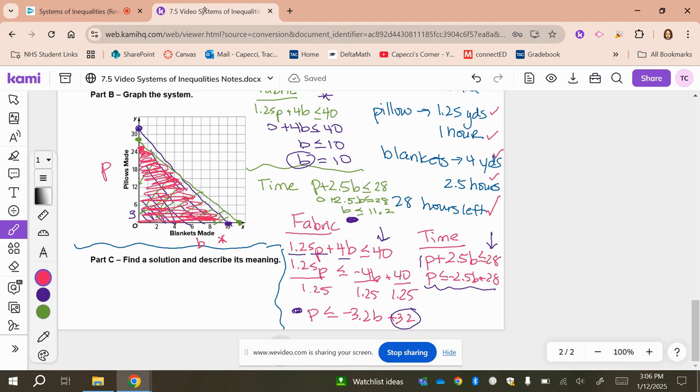Okay. So really, all the shaded region is a solution to this system of inequalities, which also tells you how many blankets they can make. So the last part says, find a solution and describe its meaning. So for instance, I noticed that 4, 6, that's in my shaded region. So if I take that as a solution, my 4, remember that's my x-axis, that's b, and my 6 is my p. So that means the class can make 4 blankets and 6 pillows.